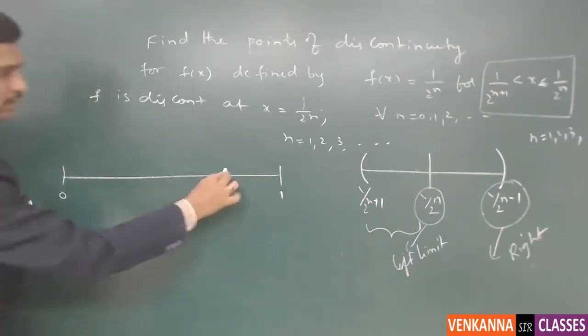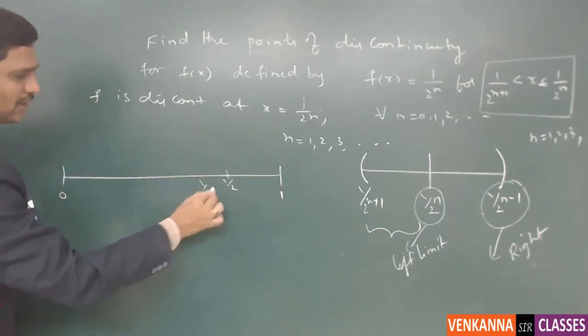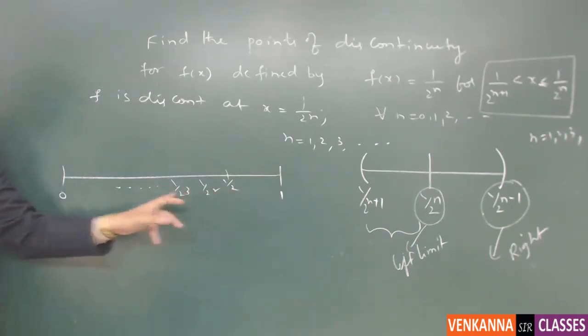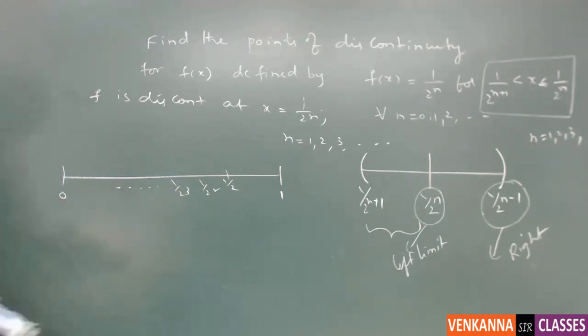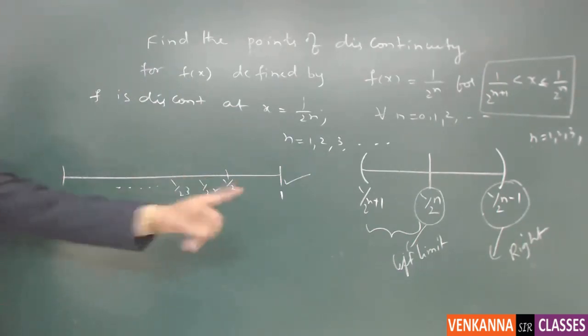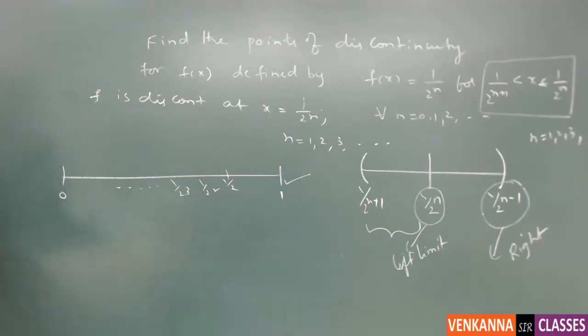So 1 by 2 square, 1 by 2 cube, and so on. You are checking the points of discontinuity like this. And here there is no need to check, because the function is defined as 1, which is a constant function, so it is continuous. There is no variation in that. Okay? So 1 by 2, 1 by 2 square, 1 by 2 cube, and so on. These are the points of discontinuity. Clear?